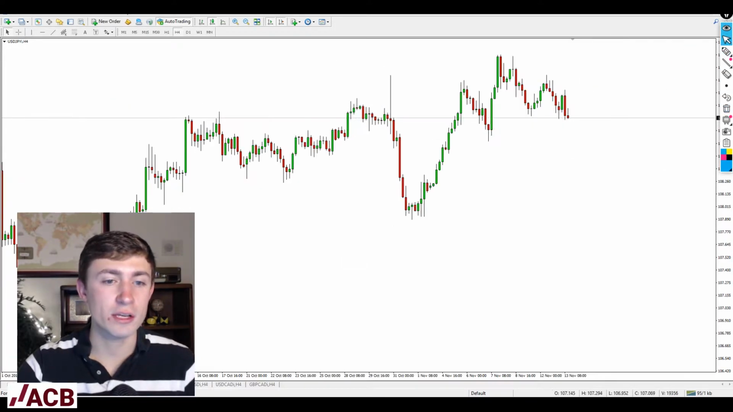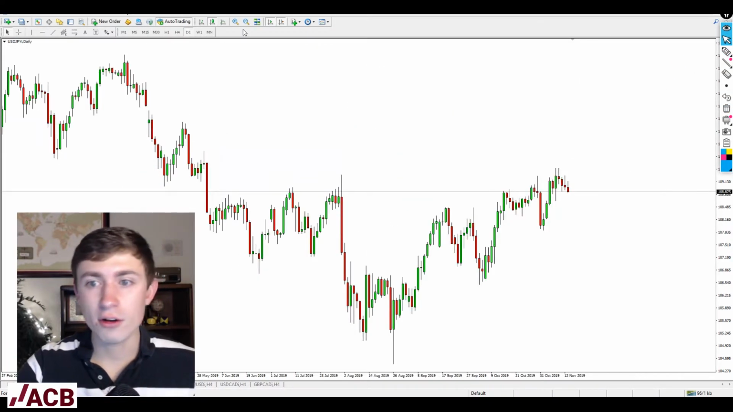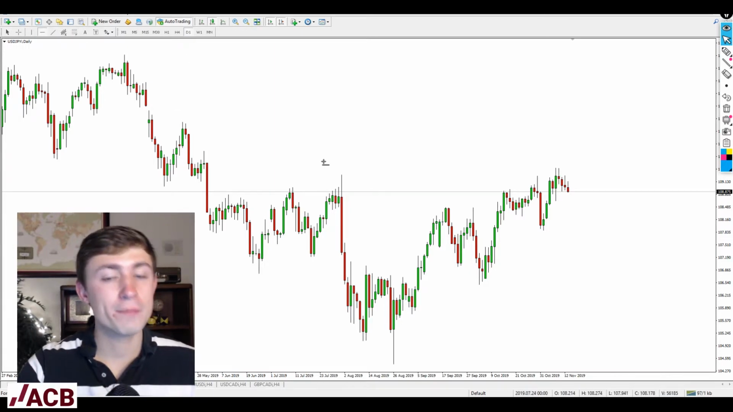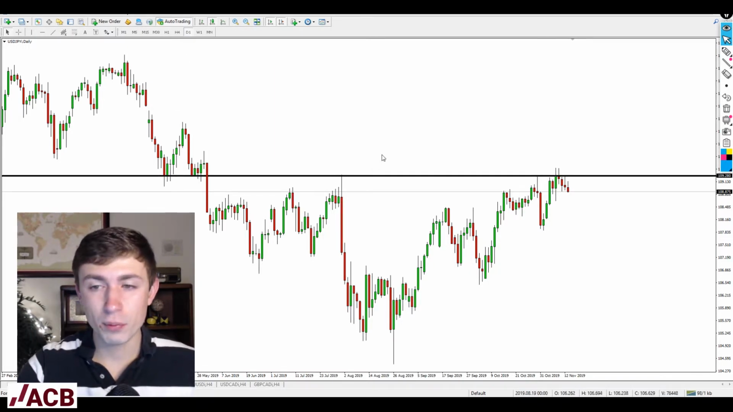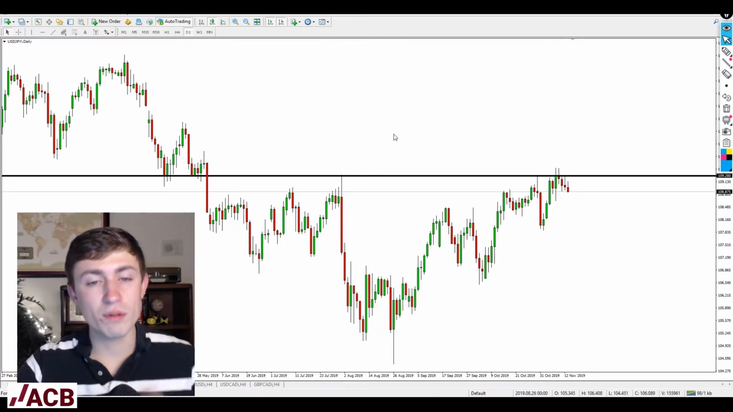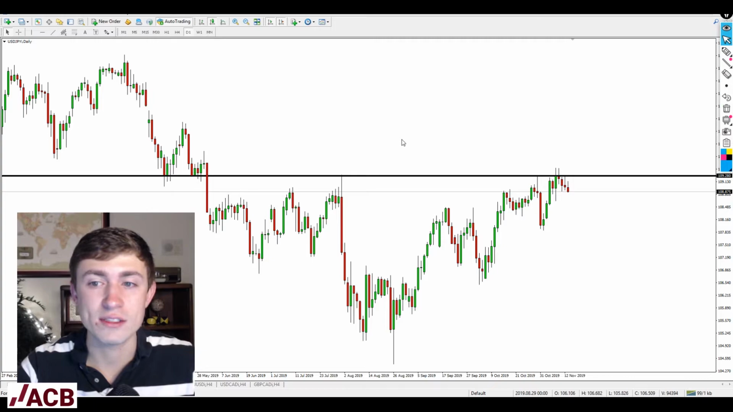Let's take a look at dollar yen. And you can see here on this pair that if we go to the daily chart, we have still price holding this level of resistance. So we've been watching this level for some time and price has still not broken through this level.